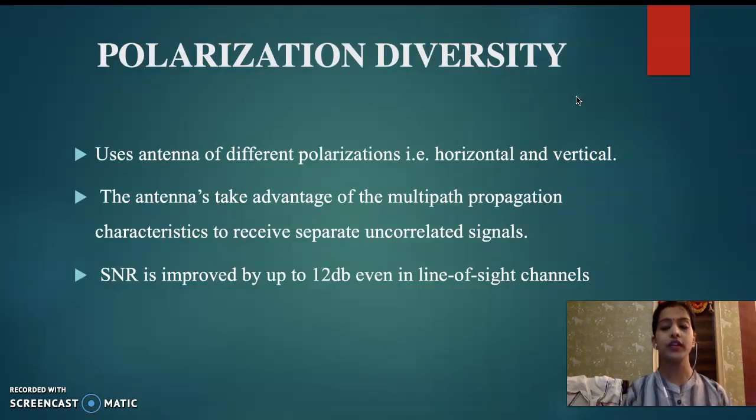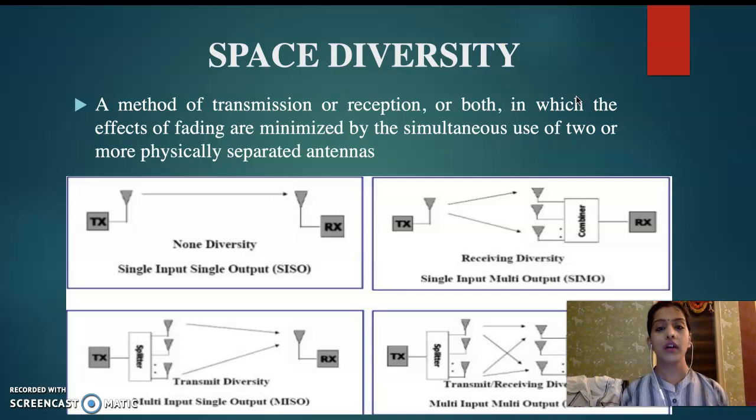Then what is polarization diversity? It uses antennas of different polarizations, that is horizontal and vertical. The antennas take advantage of the multiple propagation characteristics to receive separate uncorrelated signals. SNR is improved by up to 12 dB even in line of sight channels. Then what is space diversity? A method of transmission or reception or both in which the effect of fading is minimized by the simultaneous use of two or more physically separated antennas.